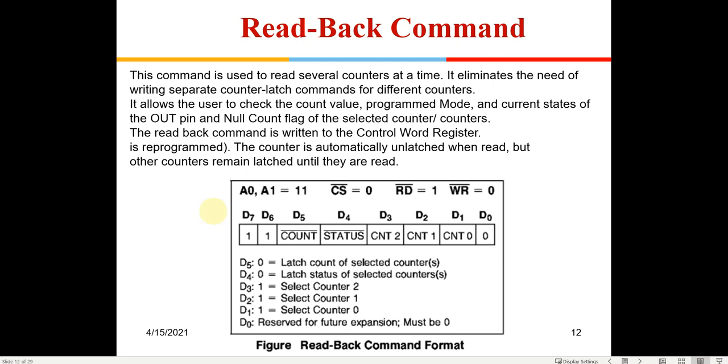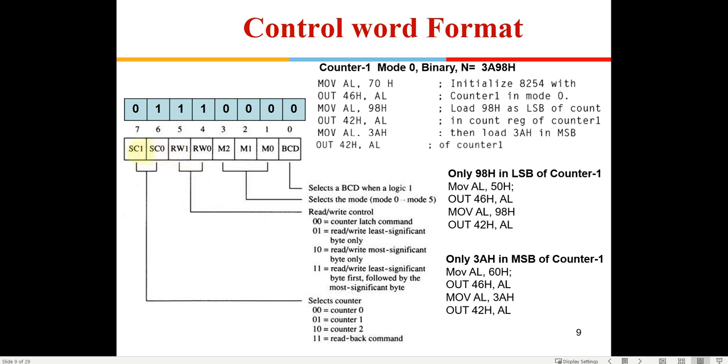What the read back command does is, using a single command we can latch all the 3 counters at a given time. The status of all the 3 counters at any given instance can be captured. Here we are going to use the most significant bits as 1 1. In the control word, for the first control words we learned until now, 0 0 is for counter 0, 0 1 is for counter 1, and 1 0 is for counter 2.